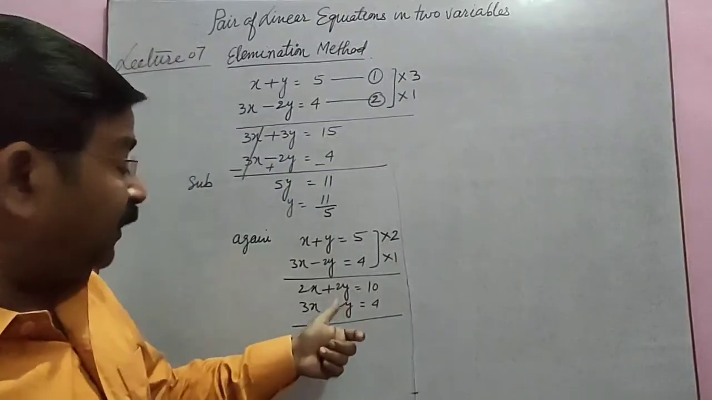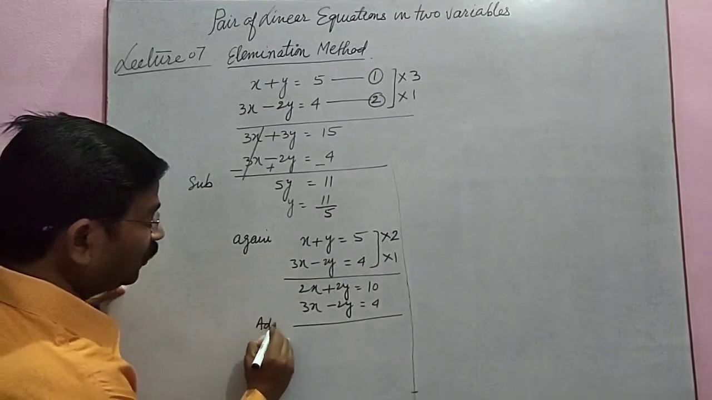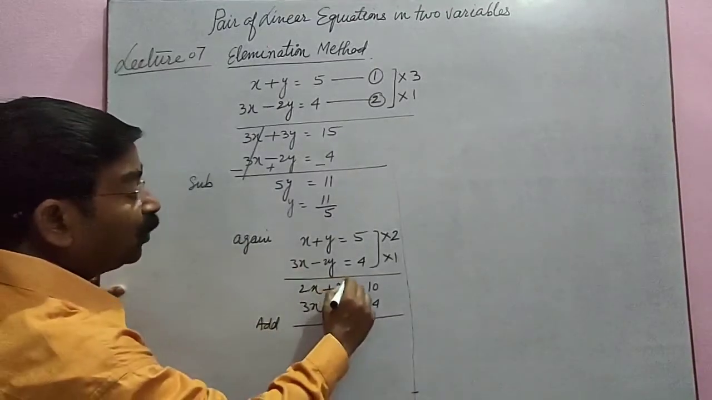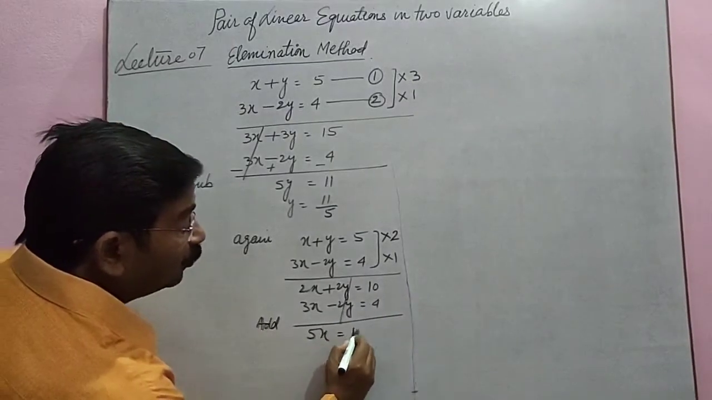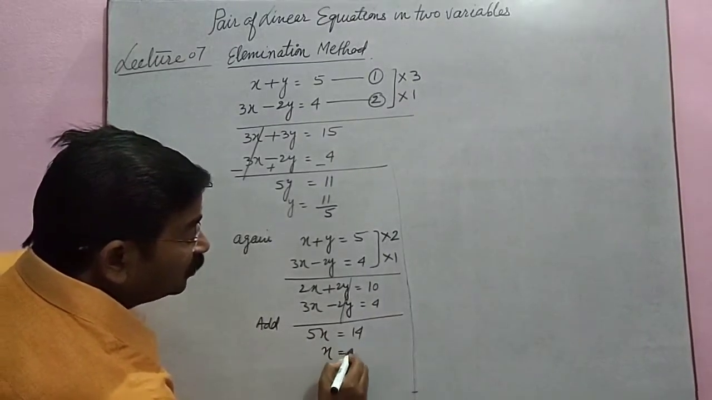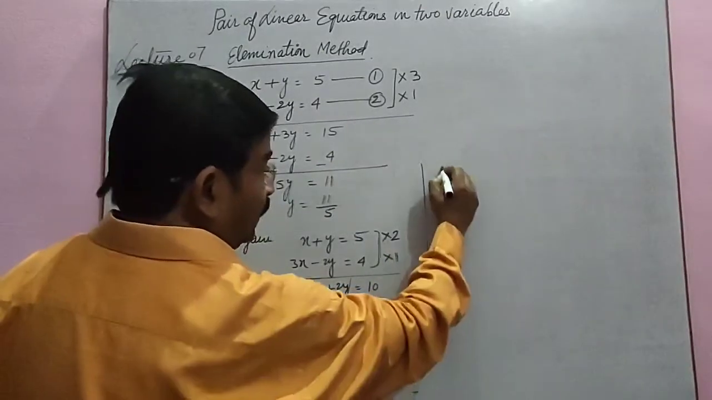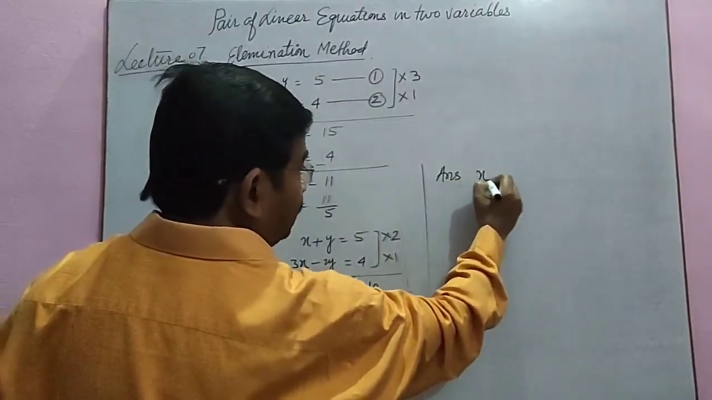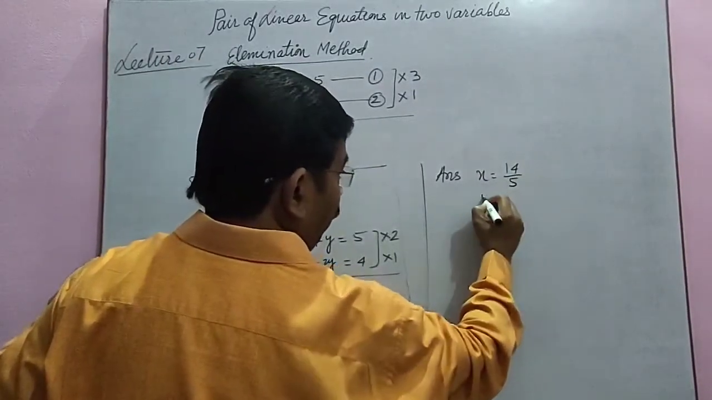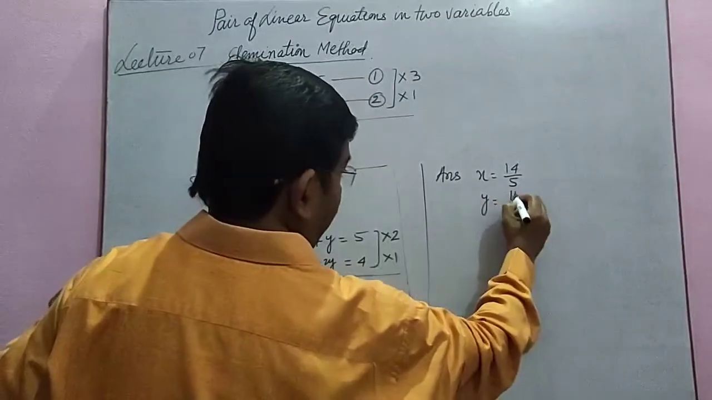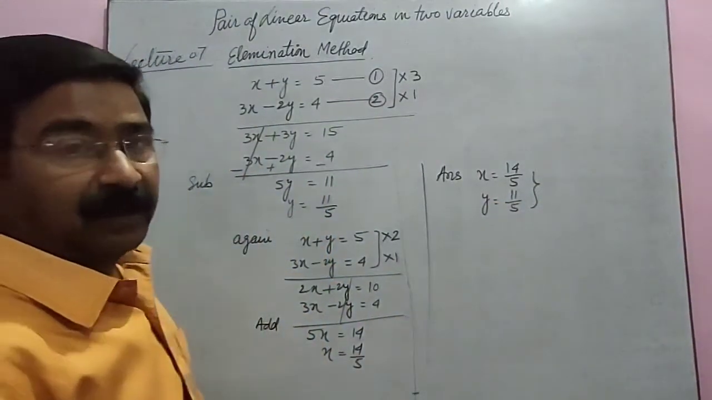So in case of addition, that can be eliminated. So we write adding. 2y minus 2y will go. We have 5x is equal to 14, so x is equal to 14 upon 5. So your final answer is x is equal to 14 upon 5 and y is equal to 11 upon 5. This is how we can use the elimination method.